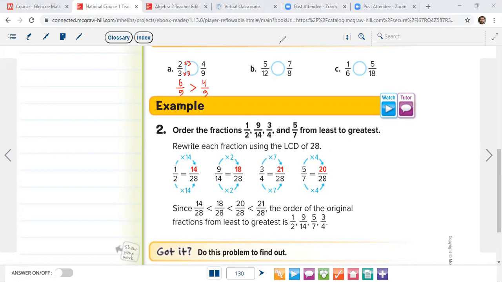12 and 8, the LCM, the least common multiple for 12 and 8 is 24. So you can multiply the 12 by 2 up and down and multiply the 8 by 3 up and down. So that 5 over 12 will be 10 over 24 and 7 over 8 will be 21 over 24. Now it's clear that 21 over 24 is bigger.